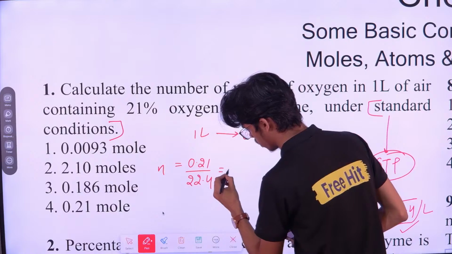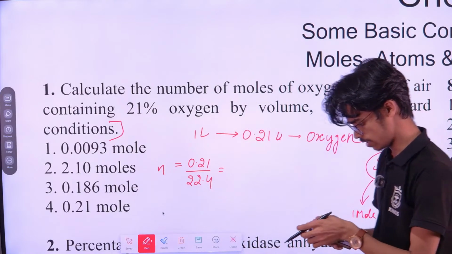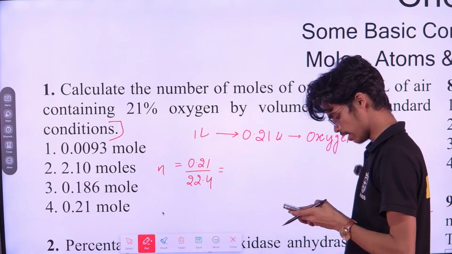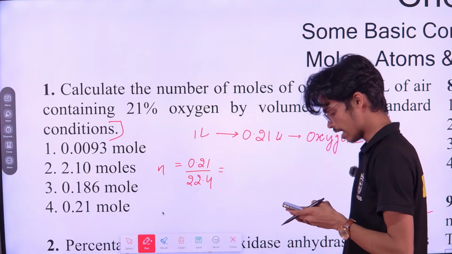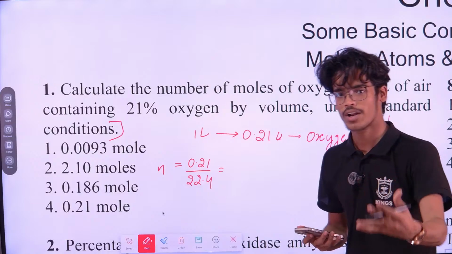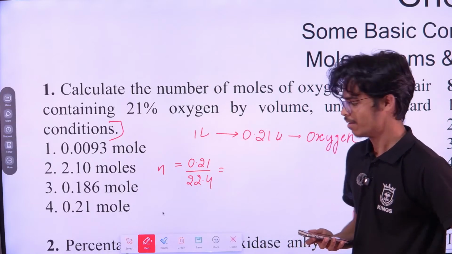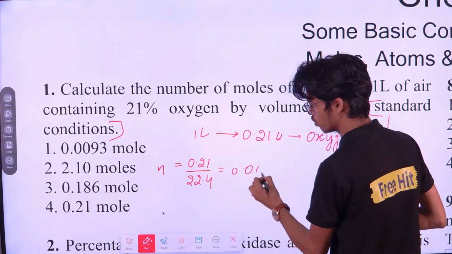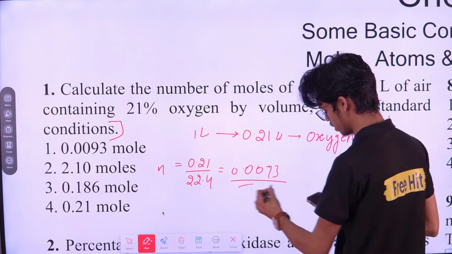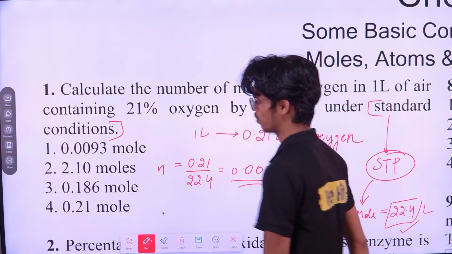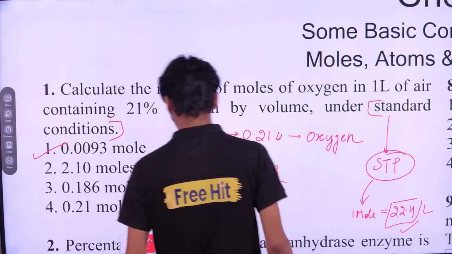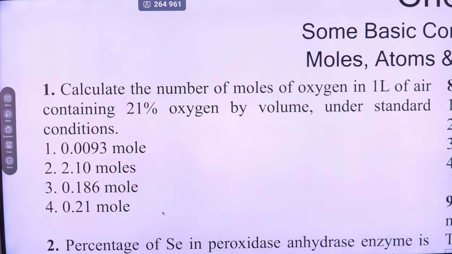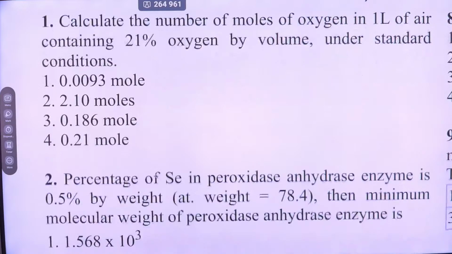That will be the answer. Let's calculate how much it is. So 0.21 divided by 22.4. And remember, I am using a calculator, you are not supposed to use calculators, because I am right now just teaching. Now the answer is somewhat 0.0093. So option number A is the right answer. I hope everything is clear, right? Now let's go on to the next question. Question number 2.